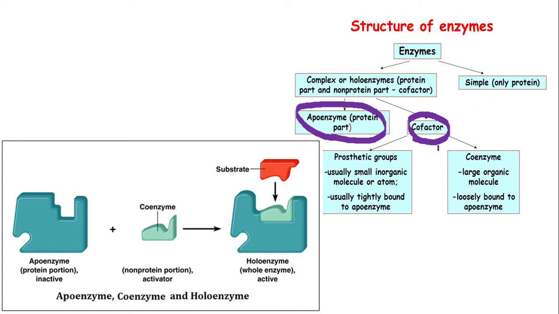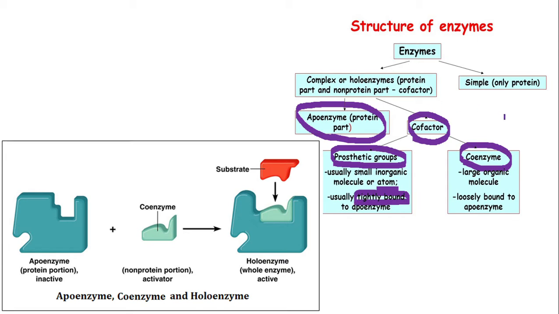So, cofactors are the non-proteinaceous part of the enzyme. This cofactor may be either a prosthetic group or it may be a coenzyme. When is it a coenzyme? When it is an organic molecule and when it is loosely bound, transiently bound, to the apoenzyme. And then what's a prosthetic group? A prosthetic group is often a small inorganic molecule. It may be an atom also, and look here, it is tightly bound, permanently bound to the apoenzyme.